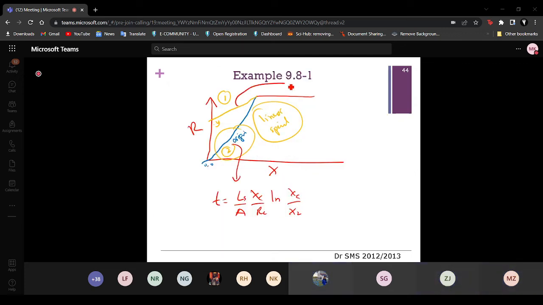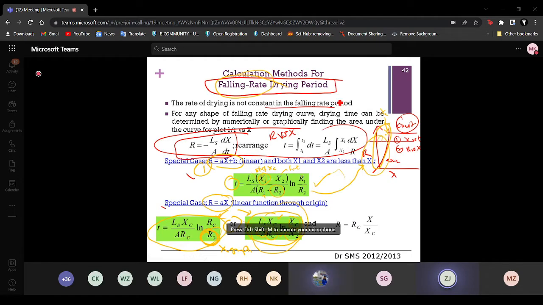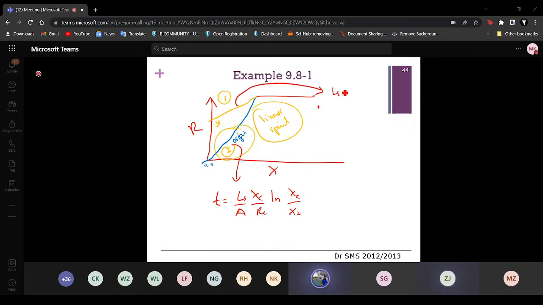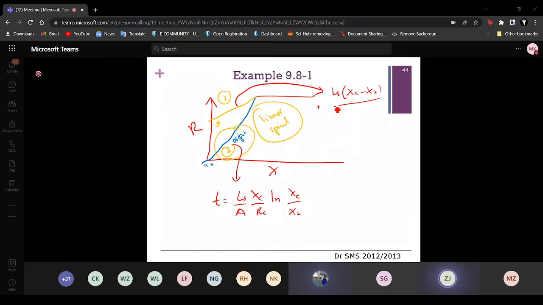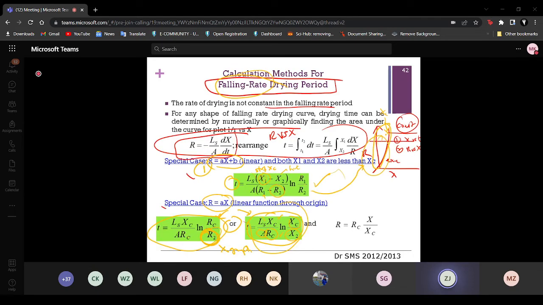So for case number one, the equation is going to be a little bit longer: LS times XC minus X2 divided by A, RC minus R2, ln R1 divided by R2. So this is the equation above for case 1. That is for the falling rate involving special cases.